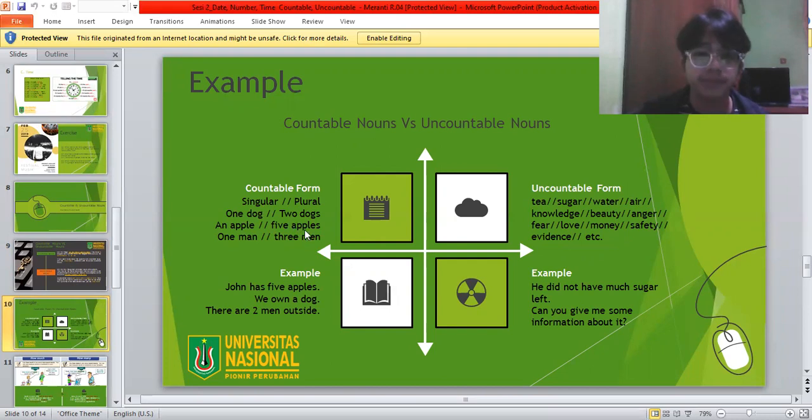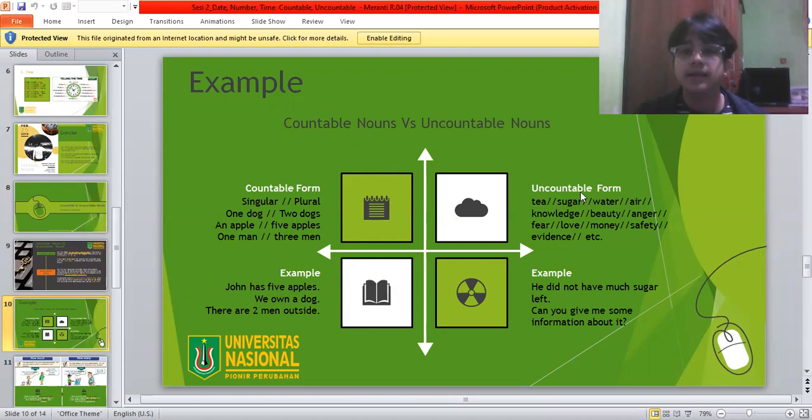All right. And for plural, we use S at the last of the word. Like five apples, two dogs, it means that it is more than just one. All right. If it's just one, we don't put S.